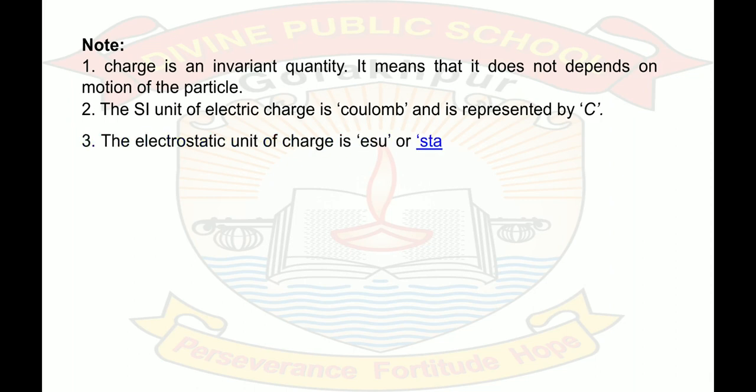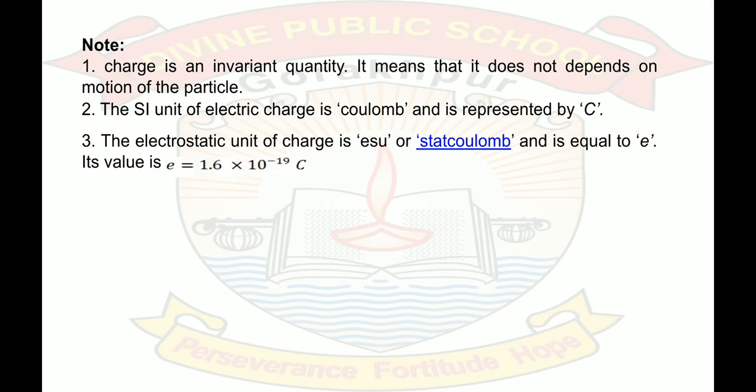The third point is, one more unit is sometimes used, and it is called ESU or stat coulomb. The electrostatic unit of charge is ESU, and it is called stat coulomb, and it is equal to e. Its value is 1.6 into 10 to the power minus 19 coulomb, which is the charge present on one electron. Okay, so this is what the total charge is about. Now we are going to solve some numericals today, and then we'll discuss Coulomb's law in the next lecture.